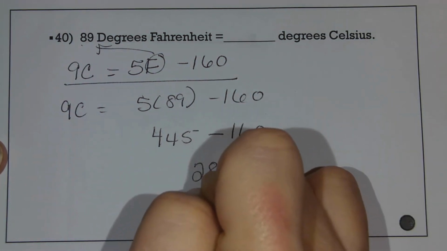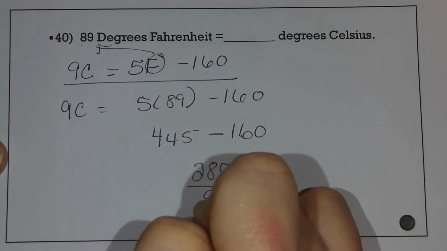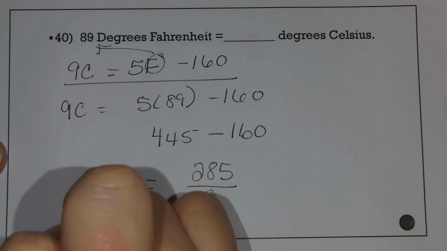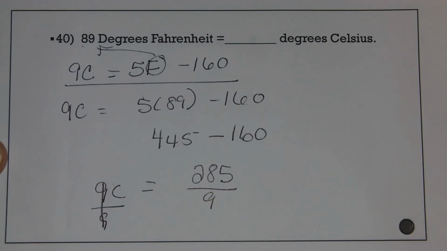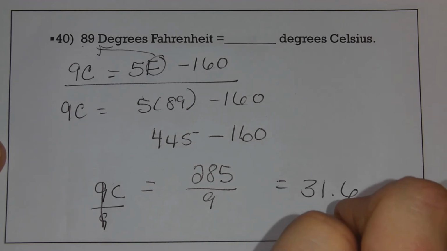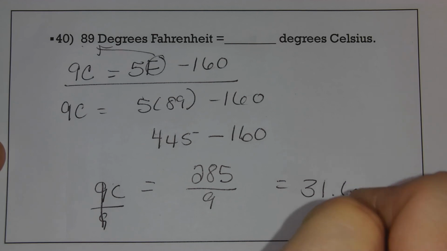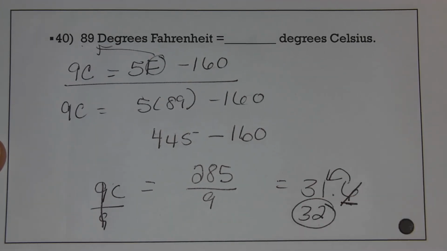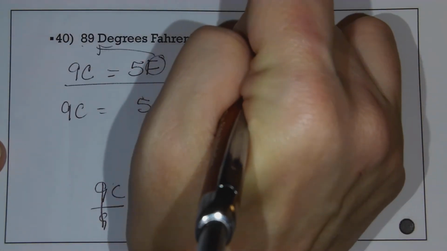It leaves 285. Then you're going to divide each side by 9. That crosses this out, leaves the Celsius temperature. 285 divided by 9 equals 31.6. This is greater than 5, so we'll cross it out and up that 1 to number 2, and it's rounded up to 32 degrees Celsius.